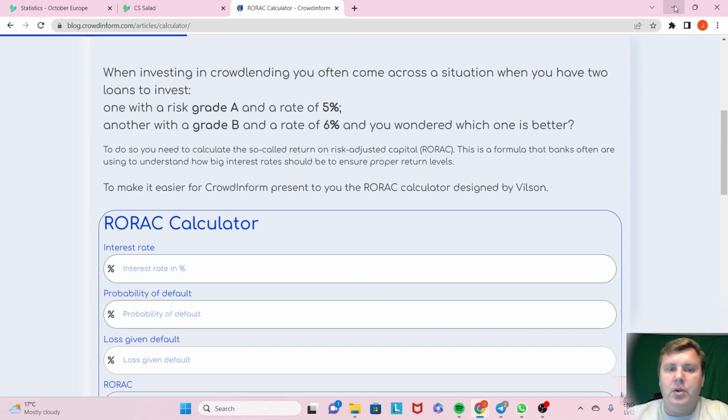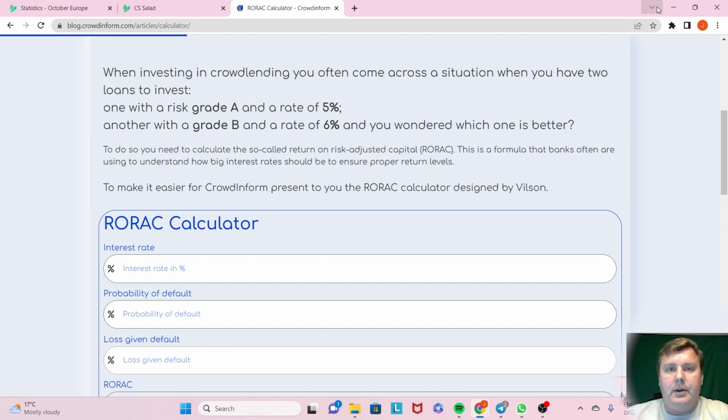One is the so-called RORAC calculator, or return on risk adjusted capital calculator, which you can easily find on crowdfunding platforms, and which basically shows you the estimated returns minus the estimated risk costs, which allows you to make an assumption about the real potential returns. The other is data, data about the historical performance of loans with a similar risk grade, which will allow you to make predictions about loan performance in the future.